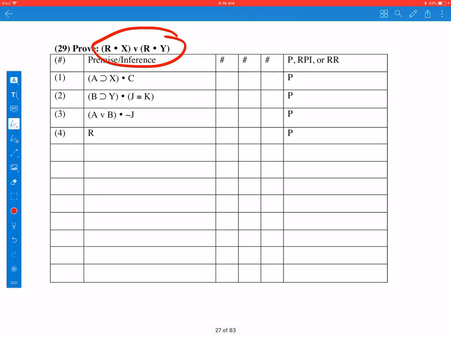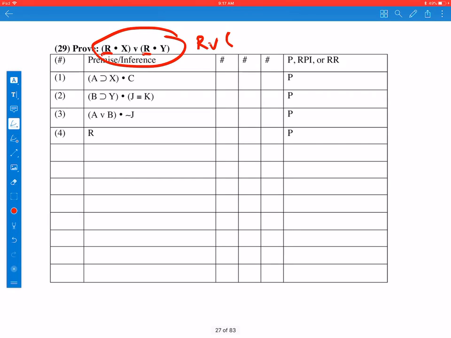Prove R and X or R and Y. Well, certainly I don't see anything that big in the premises or its opposite in the antecedent. One of the things that I am looking at is that an R is spread across a disjunction, which makes me think that we should consider the distribution equivalent.